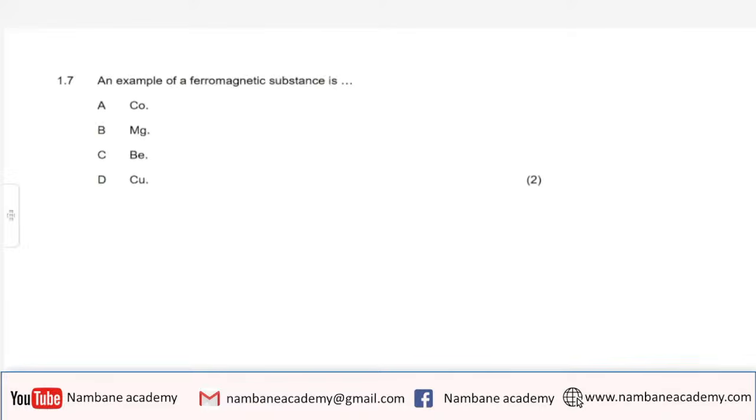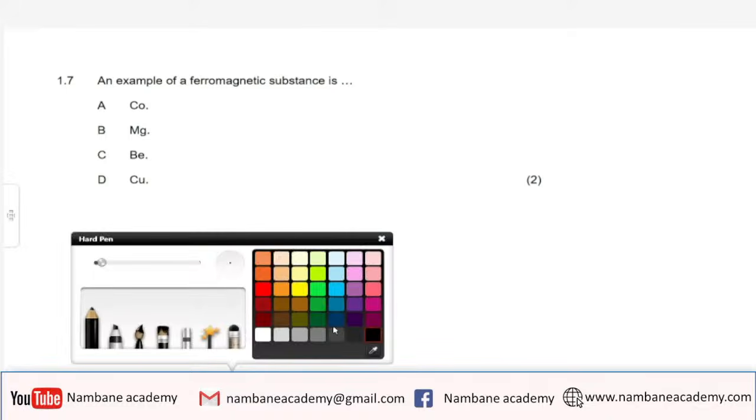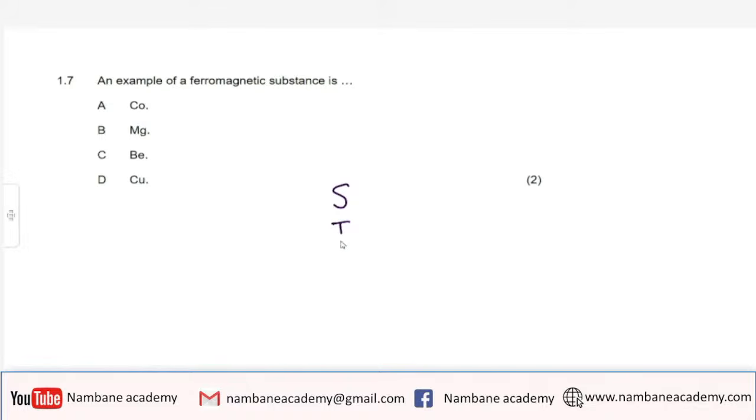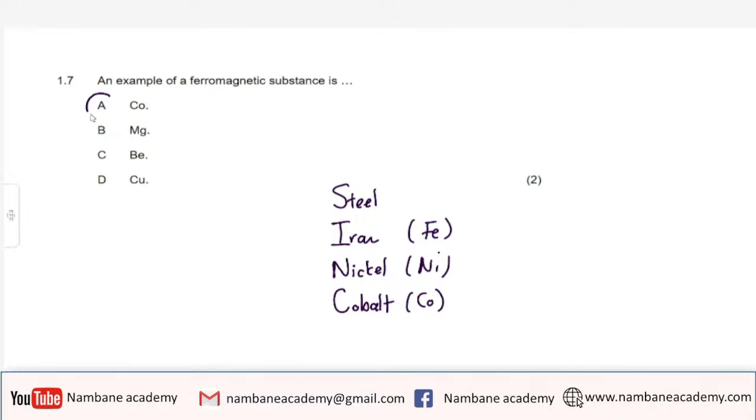So let's look at questions. Here's a multiple choice. An example of a ferromagnetic substance is, now we know zinc. So zinc has, let me just write it one more time here. Zinc. So that is steel, iron, nickel, or cobalt, right? So iron is Fe, nickel, and cobalt, right? So the correct answer here would be A. These are metals, yes, but they are not magnetic, ferromagnetic.